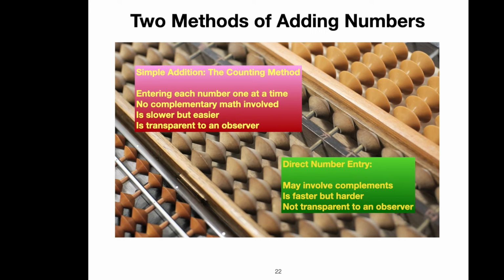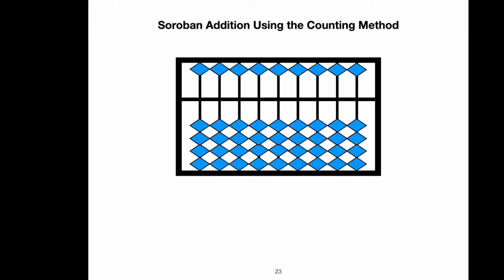So there's an issue of trustworthiness with the direct number entry system. So let's use the Soroban and use the counting method, the easiest form of abacus, the easiest technique of using an abacus. So we're going to do the problem of 6 plus 7. Now this particular problem I've chosen specifically because if you were using the modern number entry method, you would find that this is rather difficult without knowing some tricks.